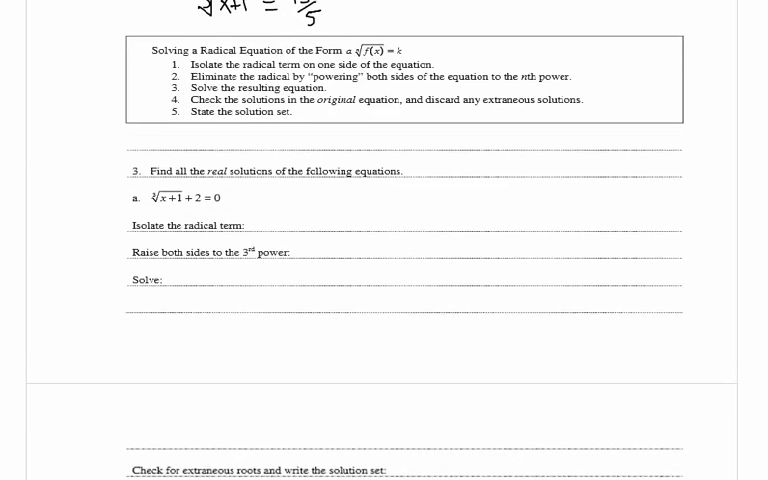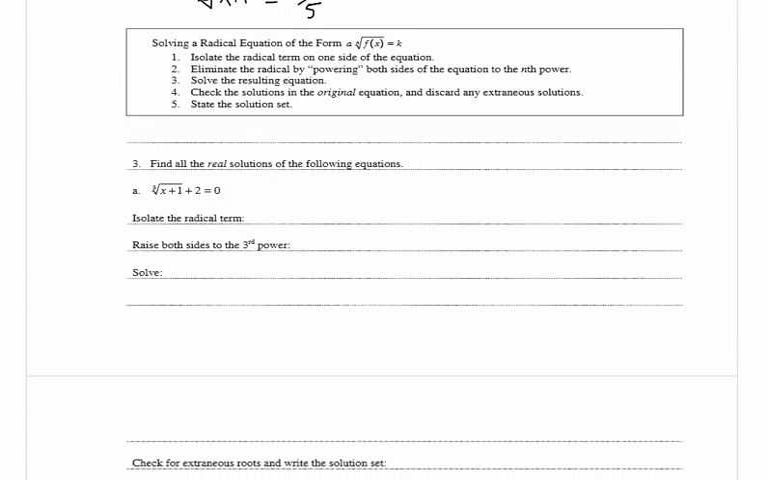And then we have a box telling us the steps for solving a radical equation of the form a times the nth root of f of x is equal to k. And we'll go through each of these steps in the examples following. So 3 says find all the real solutions of the following equations. And for a, we have the cube root of x plus 1 plus 2 is equal to 0.